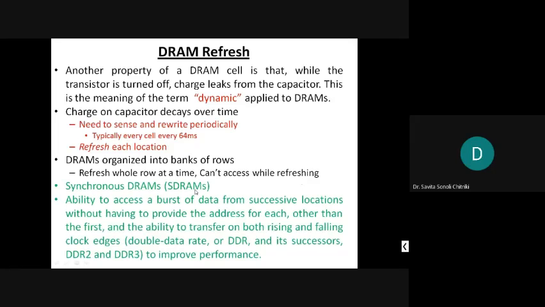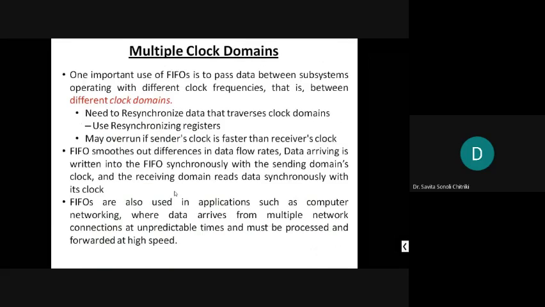Then there are synchronous DRAMs, SDRAMs, with the ability to access a burst of data from successive locations. See there, what I was telling, we had drawn a row and a column. Exactly how we sensitize each column and look for each row, whatever data is there, like that we were trying to access each cell of DRAM. But here in SDRAMs, we can read successive locations in bulk.